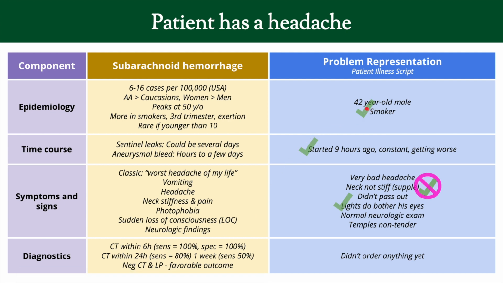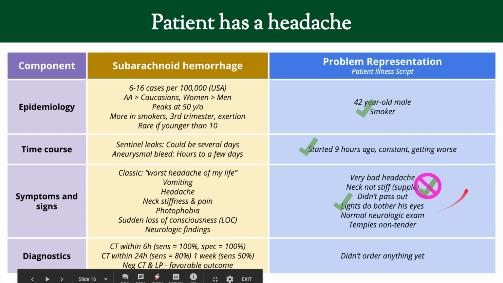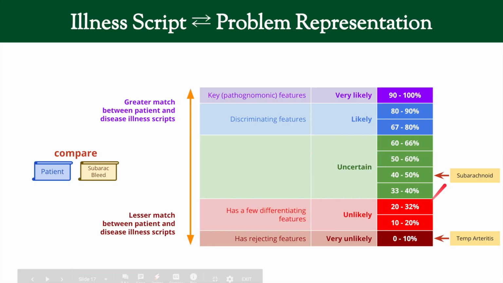So let's take a look now. Smoker, yeah, we have that, right? It's more often in smokers. Peaks at age 50. You could even say, okay, he's the right age for it. Started 9 hours ago. The timing is right. Yeah. We are missing the differentiating feature of neck stiffness, right over here. Lights do bother the eyes, and so we have that over here, photophobia. So we do have some differentiating features. We're missing a few differentiating features. No key features, no rejecting features. So maybe we put that up here, somewhere in the uncertain category. Let's make up a number, 45%.